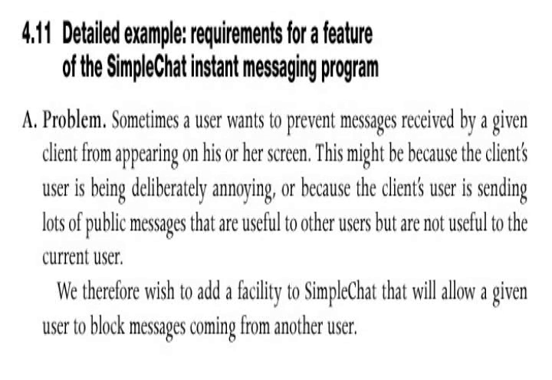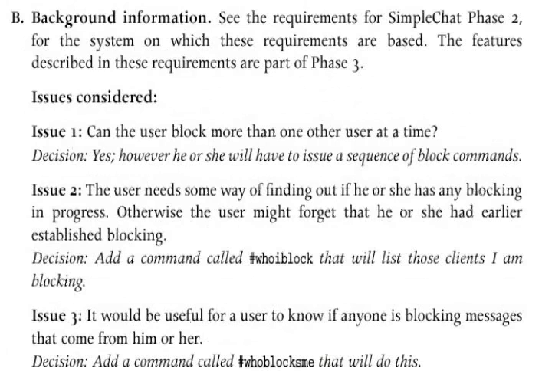Okay? Then we move on to the background information, and this is where I'm going to be discussing a number of things. First of all, I say, see the requirements for SimpleChat Phase 2. Okay, so that's setting the scene. That's saying, go look at this other document, because that's background information. You've got to read the other document to see the overall requirements for the system. Then I'm saying, here are some issues we considered. Here are some things that we thought about.